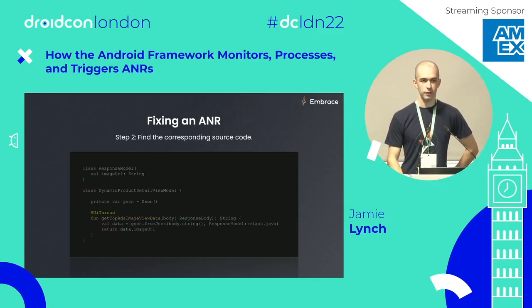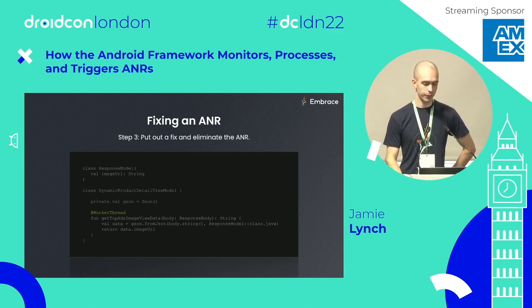So this is a simplified example of how to fix an ANR. Instead of running that on the UI thread, we could run it on a worker thread instead. That would avoid having our main thread blocked. We could display some sort of intermediate progress UI, something like that.